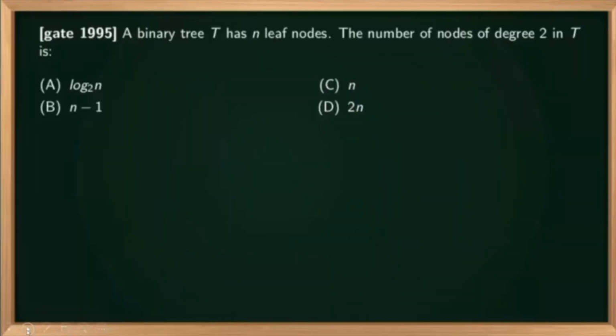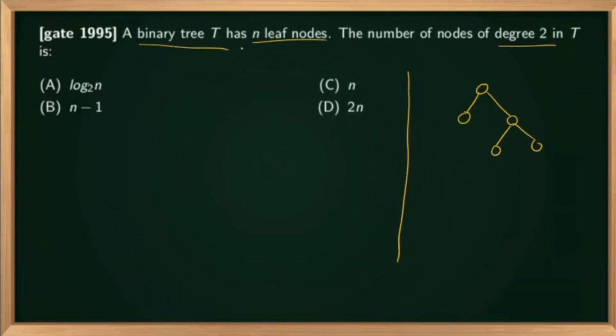Let's start with the first problem. Given a binary tree that has n leaf nodes, we have to find the number of nodes with degree 2. This is what we need to find out. So we can just simply draw a tree, something like this.